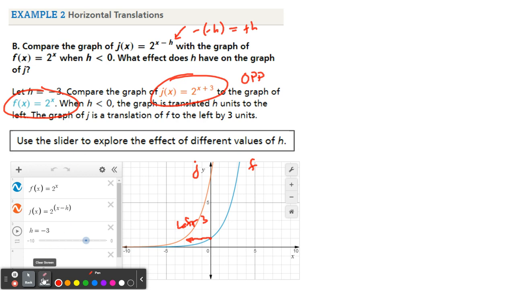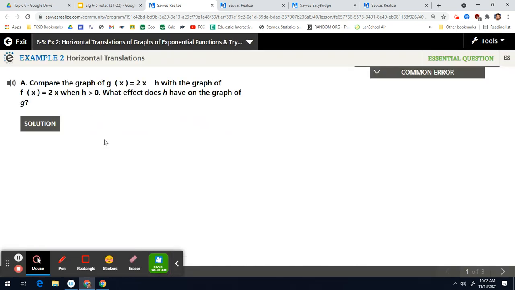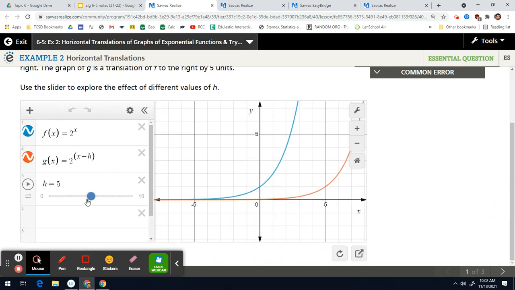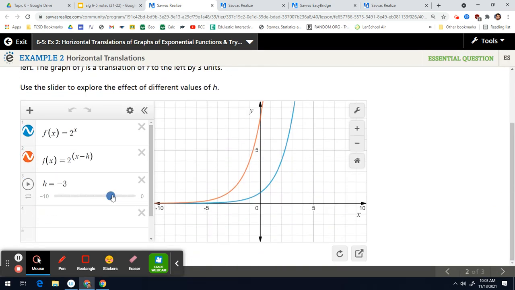Okay, let's go explore this as well on Savas. So again, if I scroll down, let's make it 0. Part B, here we go. Okay, so again, let's make it 0. All right, so we're exactly the same. As your h becomes a negative number, remember that would make this a plus 1. Plus 1 goes to the left 1. h is a negative 2, that would become a plus 2 up there, goes left 2. Left 3, left 4, left 5, and so on.